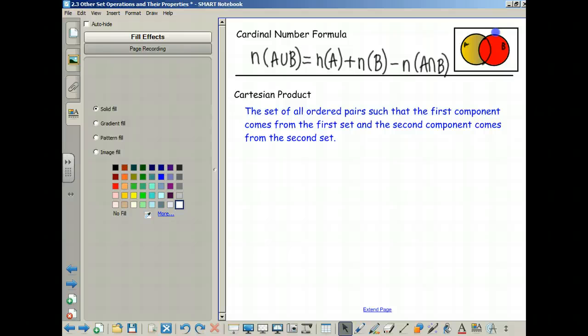So this cardinal number formula talks about taking this image, looking at the number of items in these two component pieces. The problem is, if I count how much was in the yellow circle and I count how much was in the red circle, I double counted the part that was in the middle. I counted it twice, which means I'm going to subtract off one of those counts.